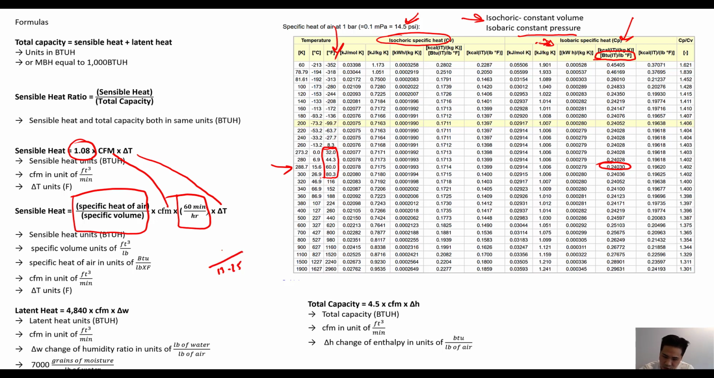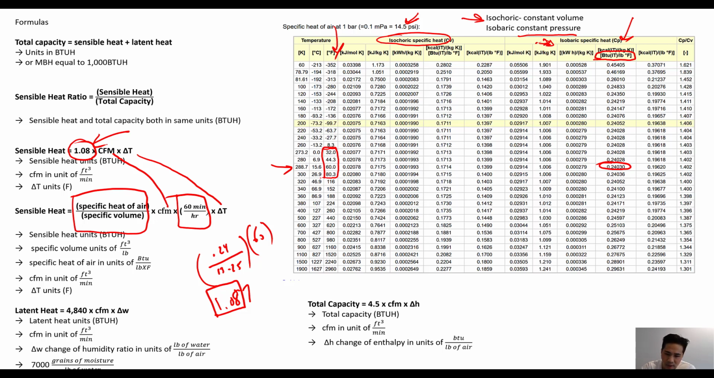So if we use 13.25, and the specific heat of air is approximately 0.24, we multiply that by the 60 minutes per hour, and if you calculate that number there, it's going to be equivalent to 0.087, which is approximately 1.08, and that is how they got this unit here of 1.08. So that's basically how that unit came about.